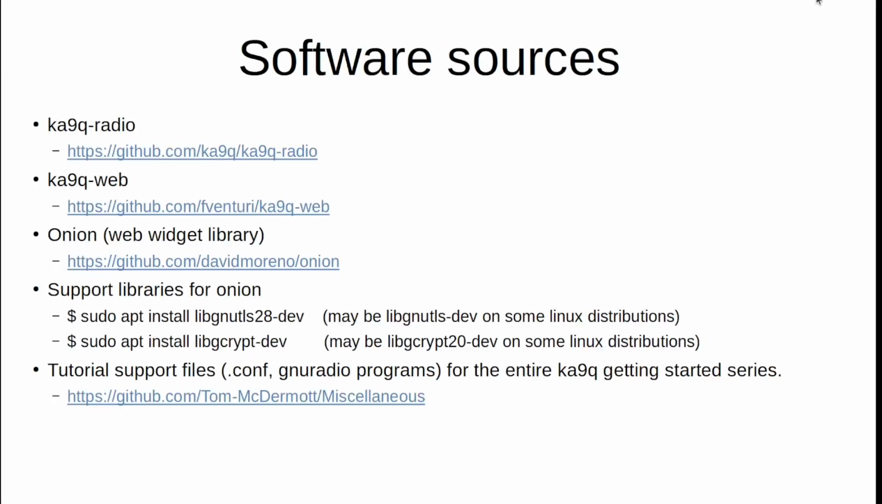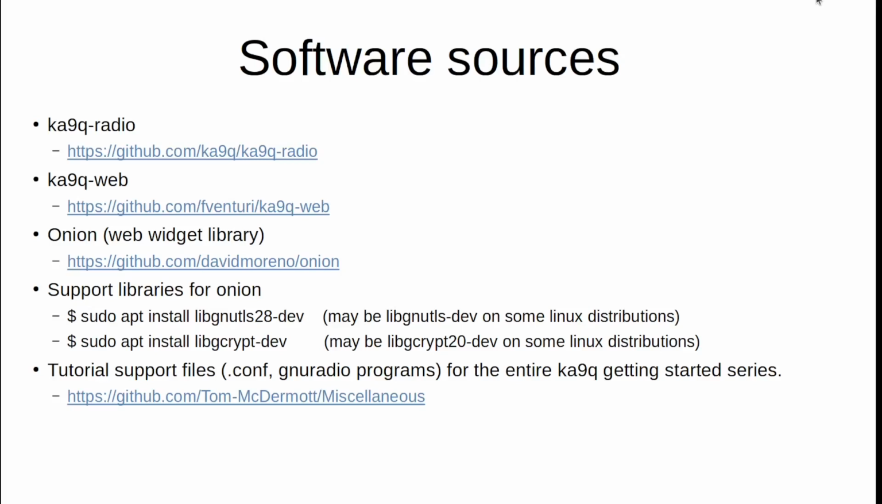The software sources: ka9q radio comes from Phil Karn's GitHub page. ka9q web comes from Franco Venturi's web page. And the Onion web library comes from David Moreau's Onion package. In addition, we'll need some support libraries for Onion, libgnutls28-dev and libgcrypt-dev. We found that these libraries sometimes vary a little bit from various Linux distributions.